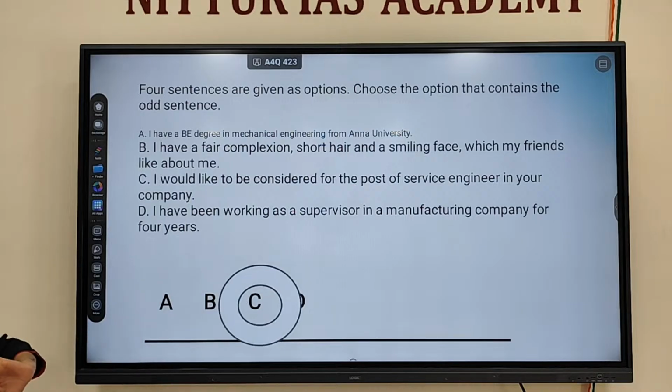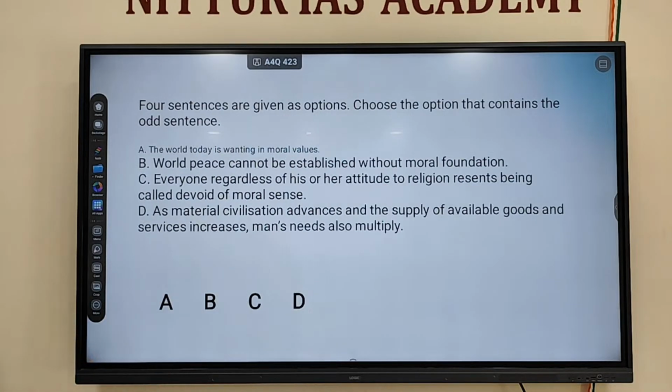These are very quick, and that is the reason we'll go very quick. It's very easy to spot, right? Any difficulties? No. Great. The world today is wanting in moral values. "Is wanting in" is not correct here.